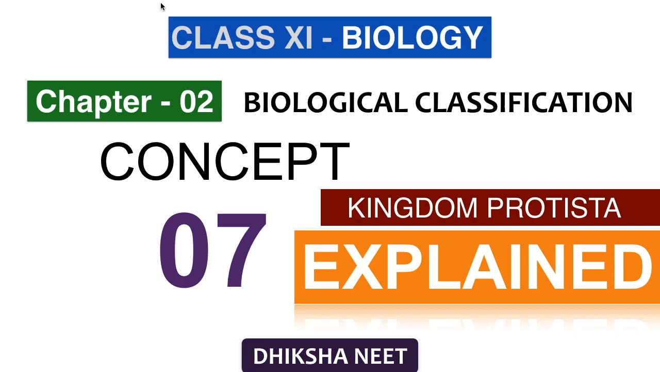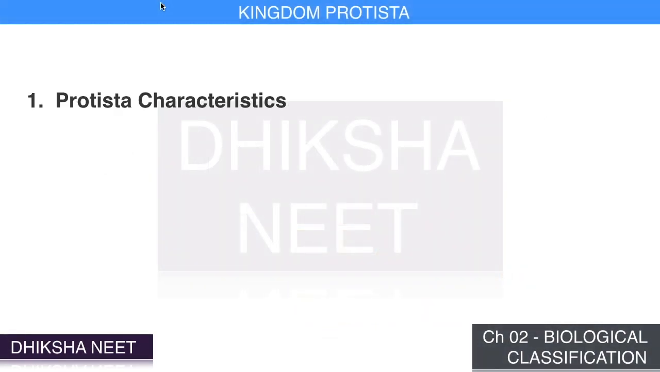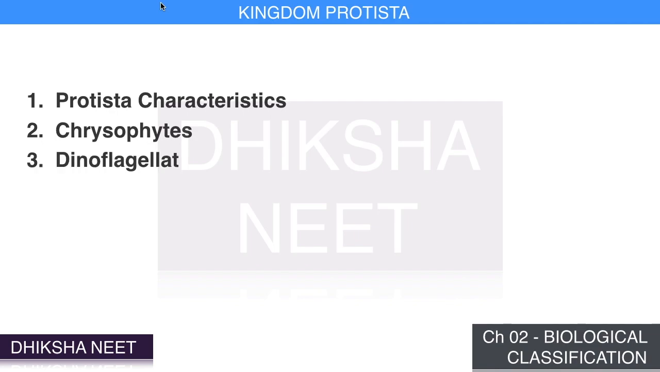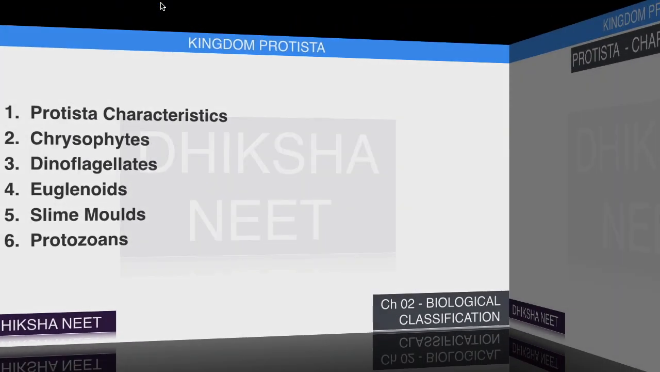Hello everyone. Let us see now the seventh concept, Kingdom Protista. The discussion here helps you understand the following: 1. Protista characteristics. 2. Chrysophytes. 3. Dinoflagellates. 4. Euglenoids. 5. Slime molds. 6. Protozoans. Let us try to understand each of these.